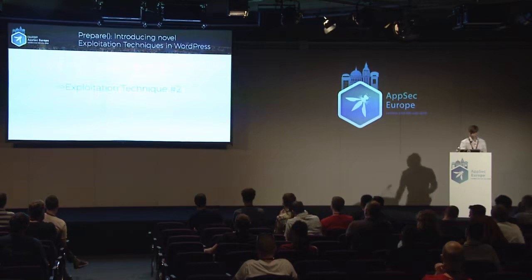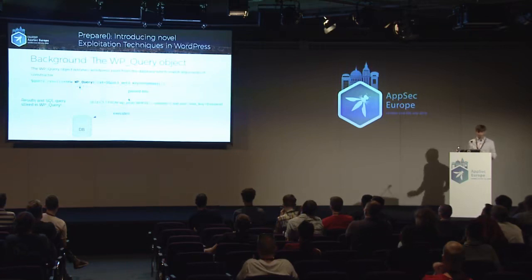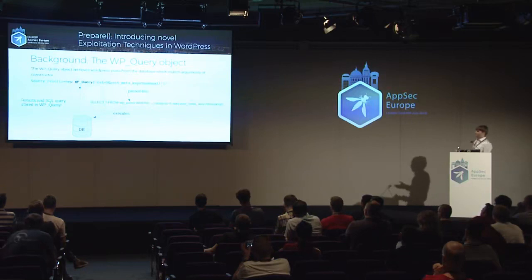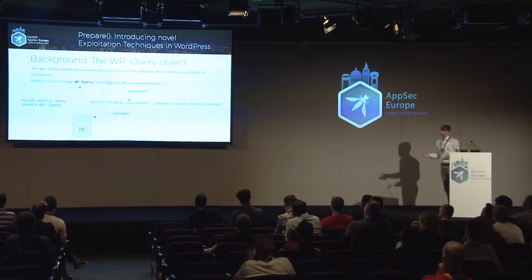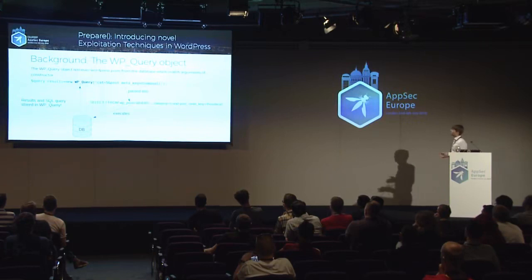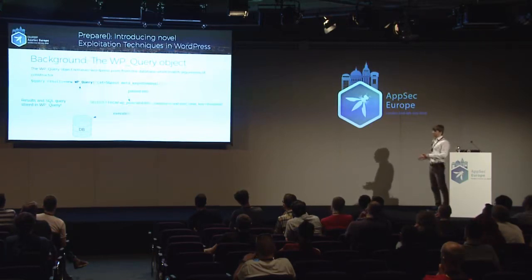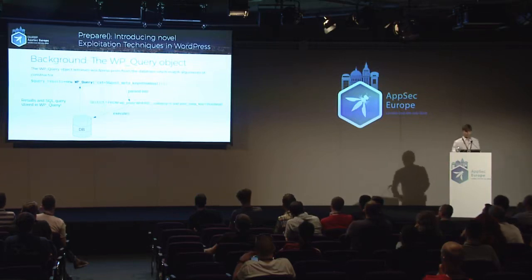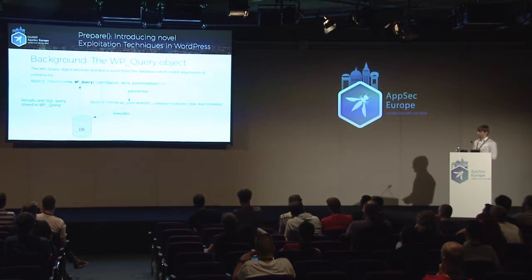So in order to understand the second exploitation technique, I want to introduce a little bit of background again. We take a look at the WP query object, which you can just see as another way of sending a database query. If you were in your WordPress plugin or theme or core, and you wanted to send a database query really quick, you could just construct this WP query object. You could pass it an argument, and this argument was parsed into a SQL query, which was then executed on the database. The results of this SQL query and the SQL query itself were then stored as an object property in the WP query object.